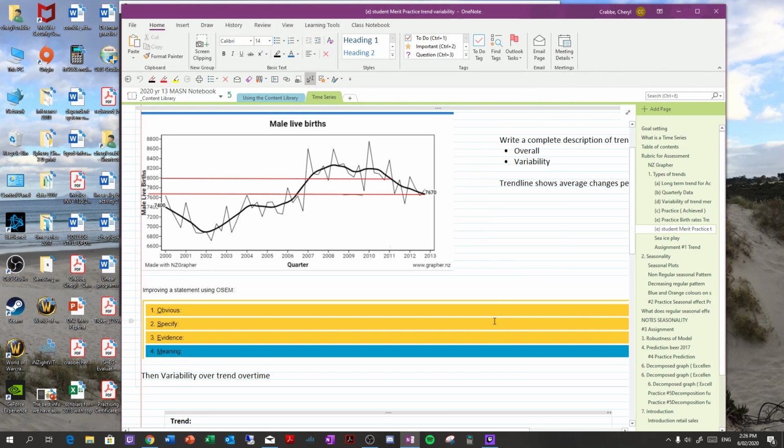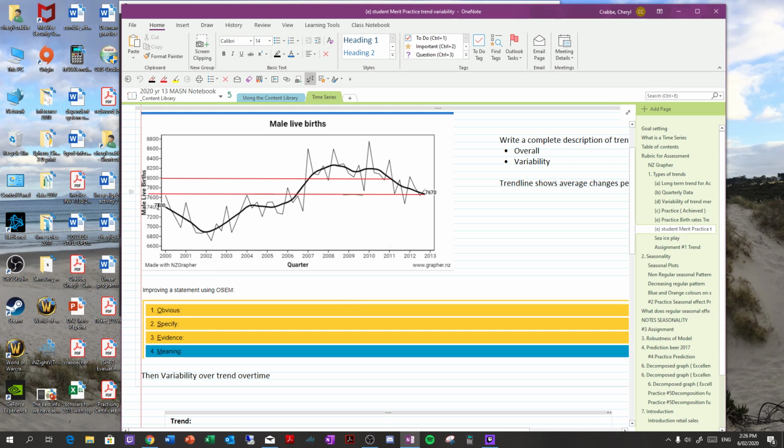Okay, we're going to take a look at the overall trend and a little bit about variability at merit level. So we have the male live births, and we have gotten this from New Zealand Grapher, and we have a trend line drawn in that gives us a beginning value for the beginning of the trend line in 2000 and the end of the trend line in 2013. We do not use raw data for this. So we talk about the obvious thing, the specifics, and the evidence for an achieved level trend discussion.